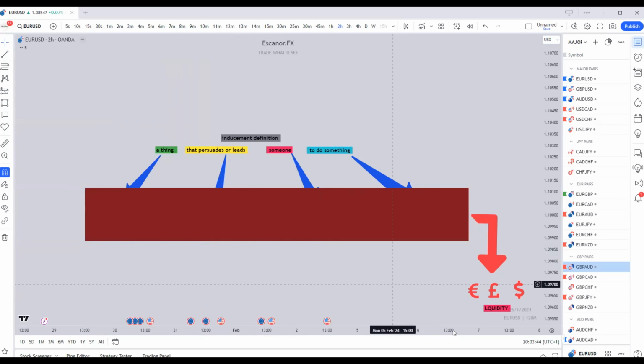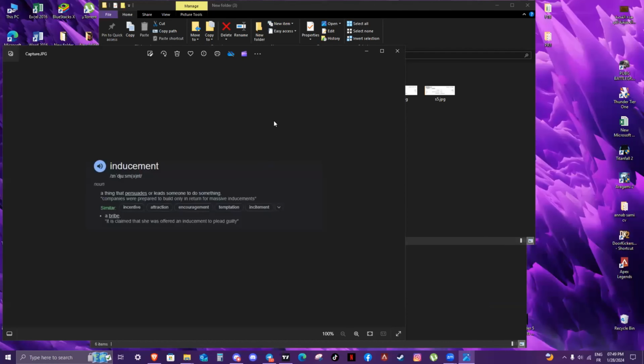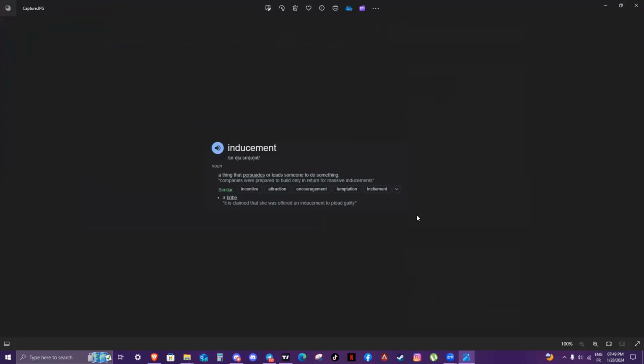This is the definition from Google. If you go to Google, write inducement in the search bar, this is what you're going to get. Let me show you that on Google. Okay, give me just one minute. I will show you the definition from my laptop, so I will share it again from my screen. This is the screenshot from Google, the definition of inducement. Now let's come back to TradingView.